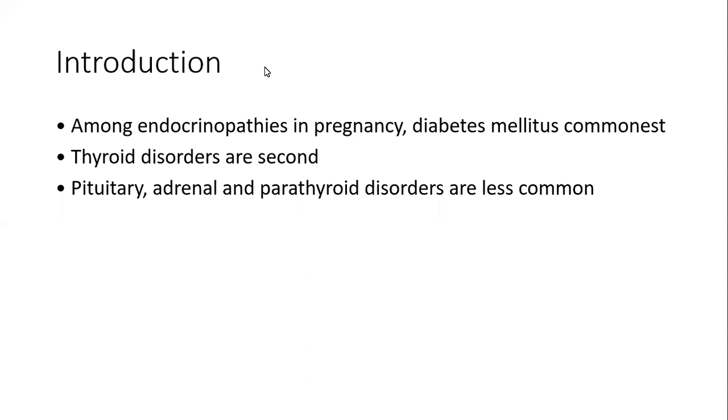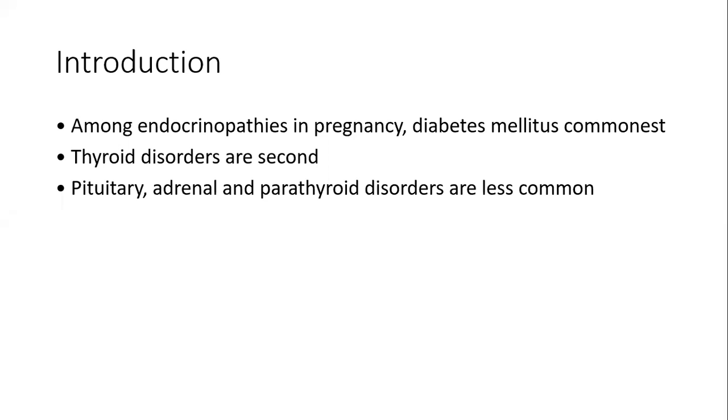So among the endocrinopathies in pregnancy, we have diabetes mellitus being the commonest, followed by thyroid disorders, but we can also have pituitary, adrenal, and parathyroid disorders, which are usually less common. And since we now have a separate class on diabetes mellitus, today I'm going to focus more on the thyroid disorders because they are the second most common.